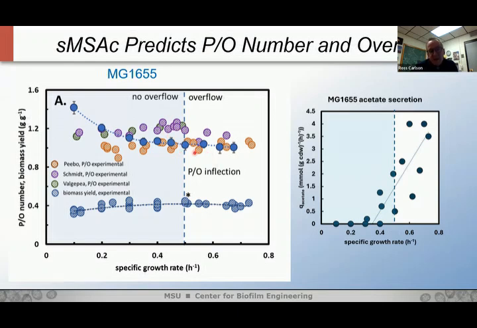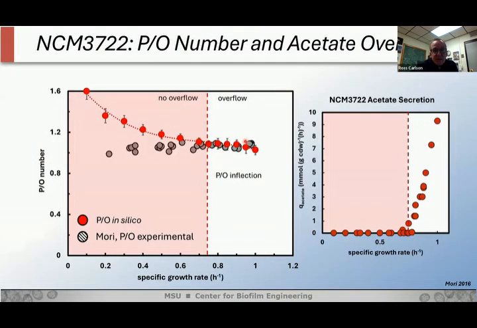So our interpretation is that the cell becomes limited for surface area. When it becomes limited for surface area, it transitions to this overflow metabolism that allows it to continue to increase its maintenance energy flux while increasing growth rate until it gets to the mu max point. Do the same analysis with this other strain.